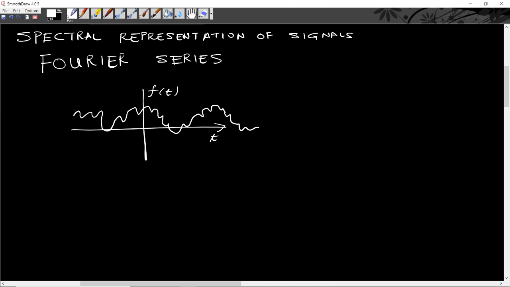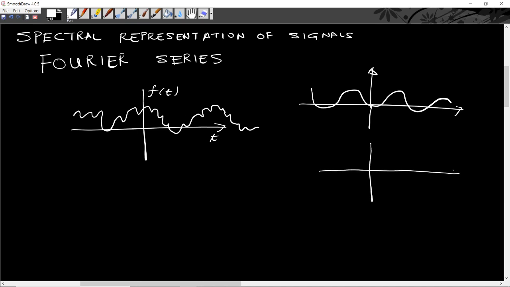Now this signal might consist of many individual signals. For example, there might be this wave, and we can say that this signal might be a combination of this signal and some other signal with higher frequency. The point is that we have a signal which can be thought of as a combination of signals with different frequencies.